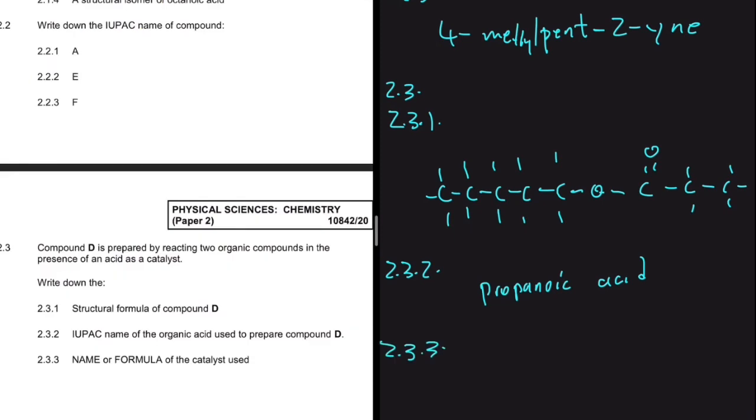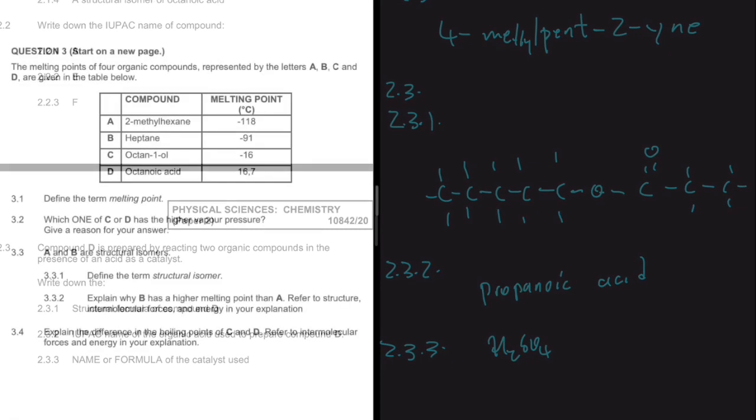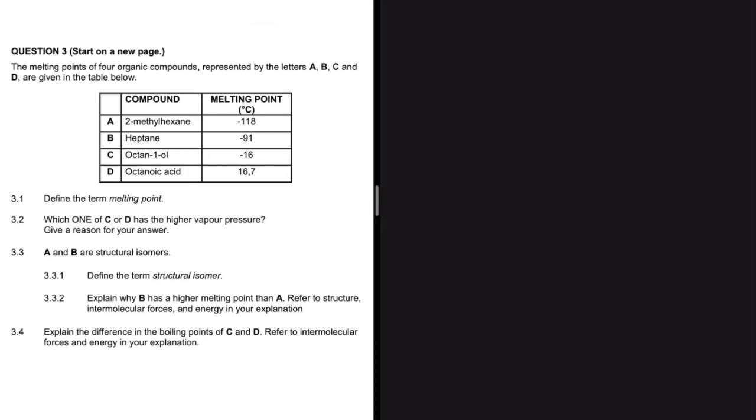2.3.3 says let's name or give the formula of the catalyst that is used, right? In esterification, we always use H2SO4 or sulfuric acid. If a compound has a higher vapor pressure, what does that say about the boiling point? What does that say about the melting point? Before we do that, let's do 3.1, which says define the term melting point. So melting point is the temperature at which the solid and liquid phase are at equilibrium.